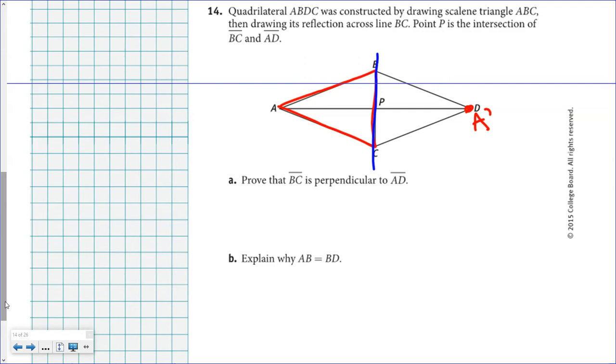For part B, how do we know that AB is equal to BD? So AB is this part here, and then BD is this part here. So the reason that we know that those are equal, D is again the image of A. It's where A prime should be. And reflection preserves distance. Reflection is a rigid motion. So AB, when it's reflected, its image is BD. And so that's how we know that they are equal. Okay, so now we're going to look at the next page.